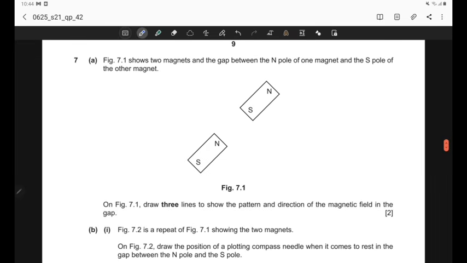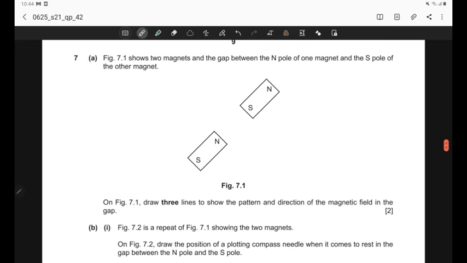Question 7. Part A. Figure 7.1 shows two magnets and the gap between the north pole of one magnet and the south pole of the other magnet. On figure 7.1, draw 3 lines to show the pattern and direction of the magnetic field in the gap. Here we need to draw 3 lines.